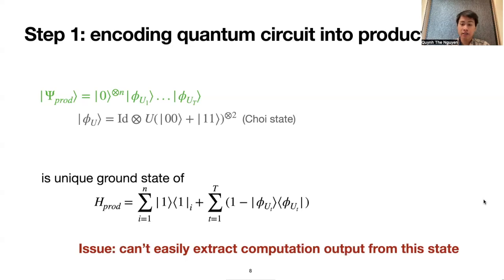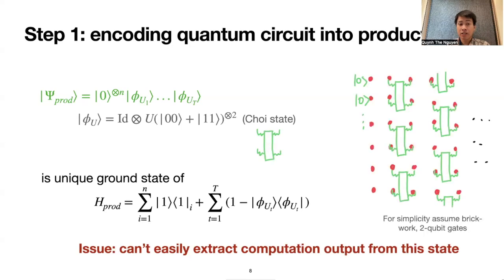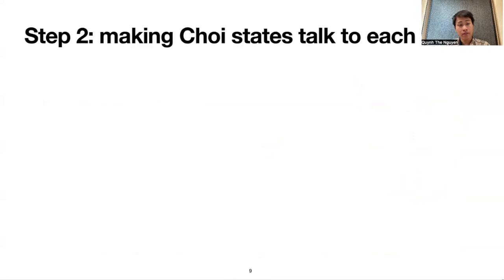However, we can learn something from this mapping by intentionally arranging the components of this product state to be aligned with the architecture of the circuit. And here we denote the choice state using the tensor network notation. So in some sense, it looks like what we need to do is to make the choice states talk to each other and make them do the computation for us. This is what happens in step 2.